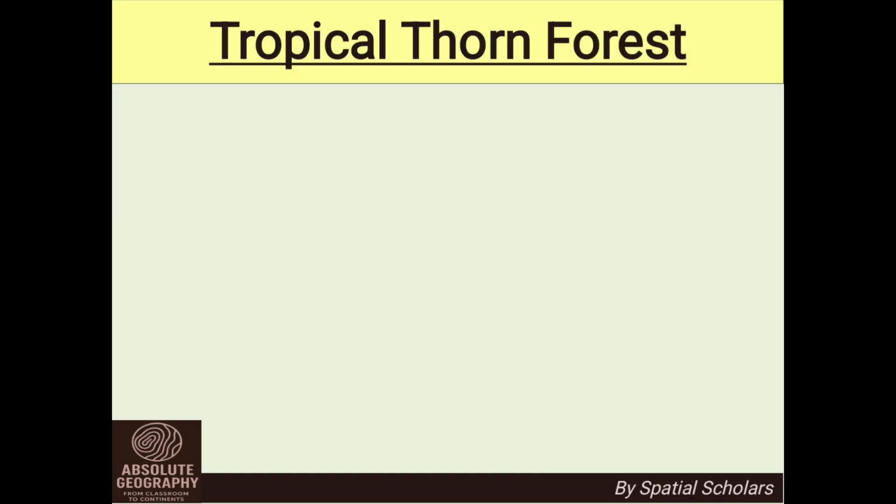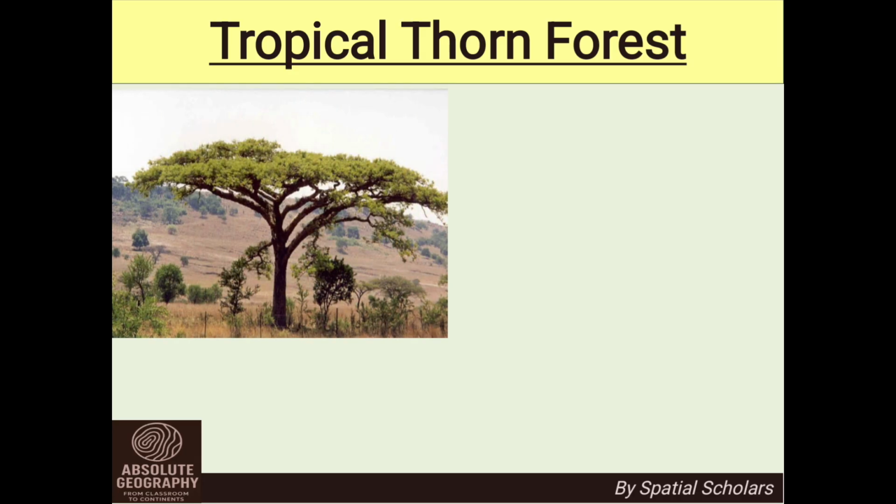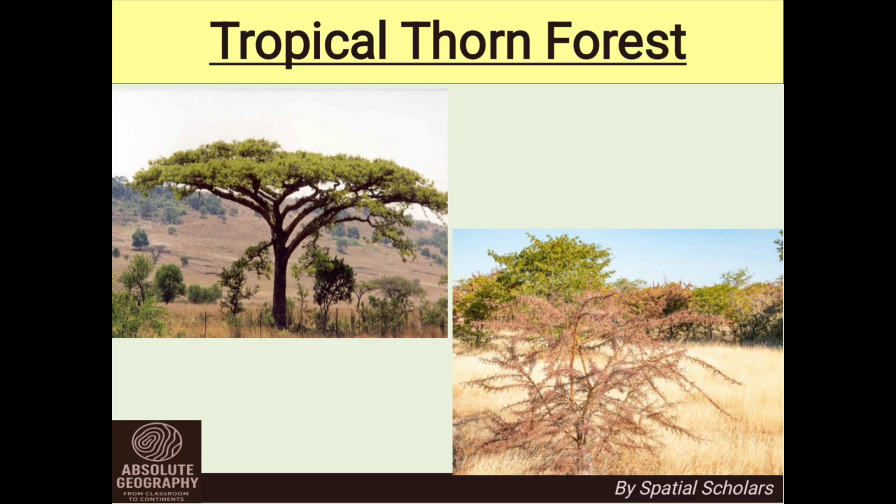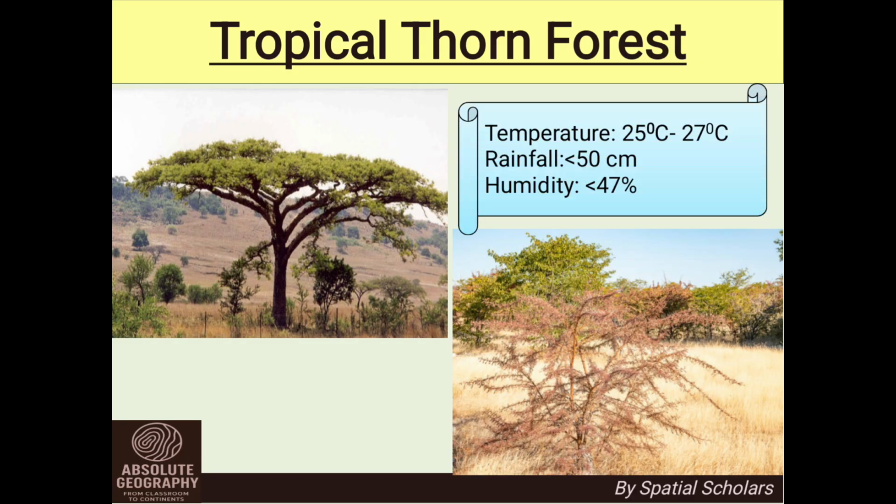Moving on to tropical thorn forest found in scanty rainfall areas. These are the driest forests of India. The rainfall received by them is less than 50 centimeters and temperature usually remains between 25 to 27 degrees Celsius. This is average, although it may reach to 45 degrees Celsius. Humidity remains less than 47%.